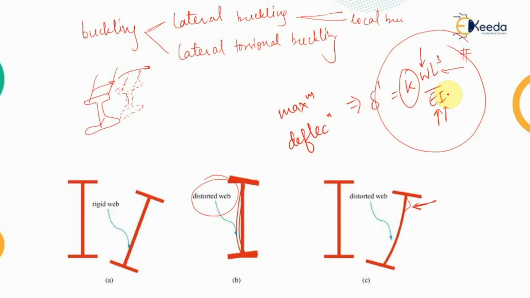Now in the next video we will be looking at the two types of local buckling failures, that is the web crippling and the web buckling. So thank you.